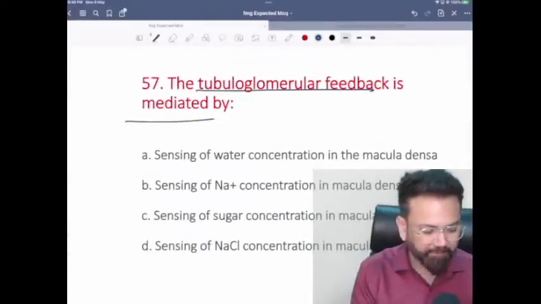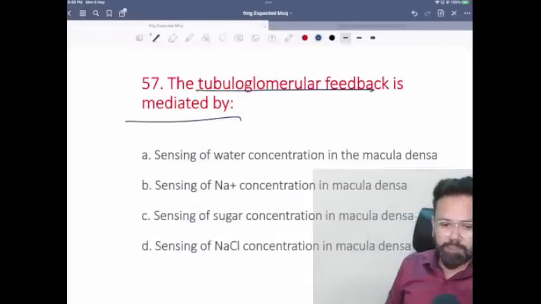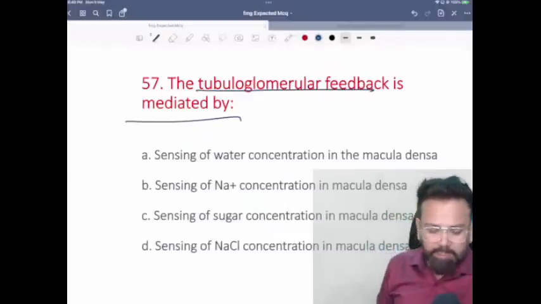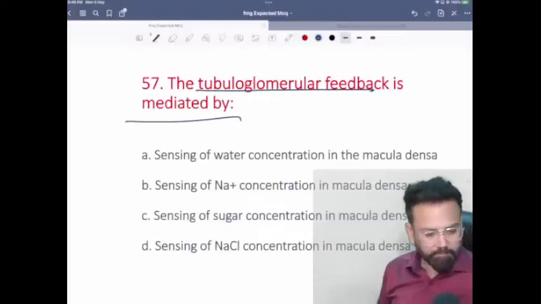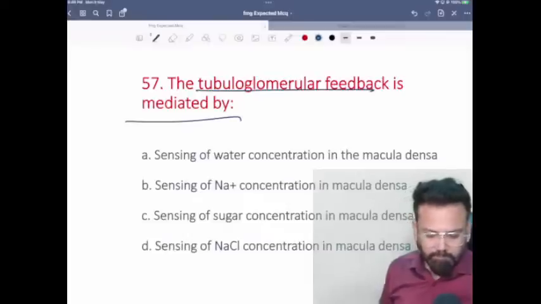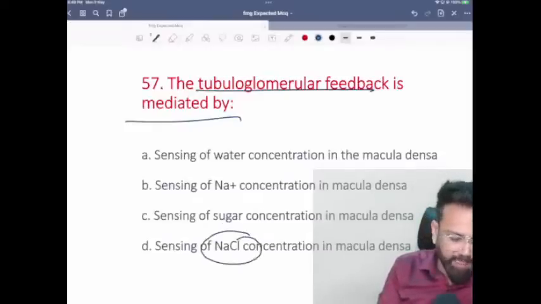Tubuloglomerular feedback, TGF, is mediated by sensing what? Just now we discussed. Only sodium or sodium chloride, both? TGF is mediated by sensing in the macula densa: sugar, water, or sodium chloride. What is the answer? I have told you it is both sodium as well as chloride.